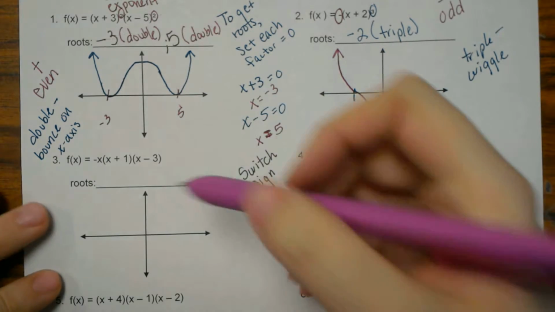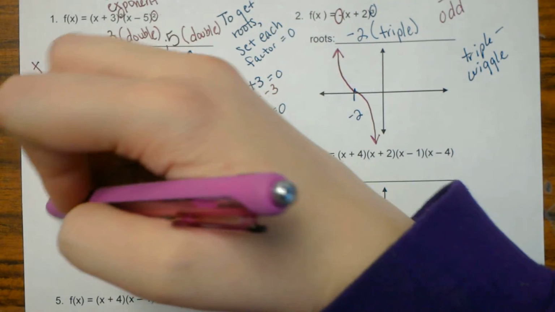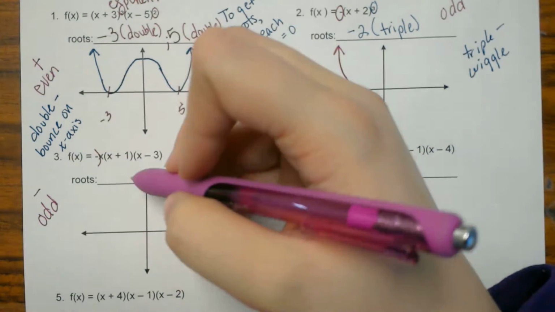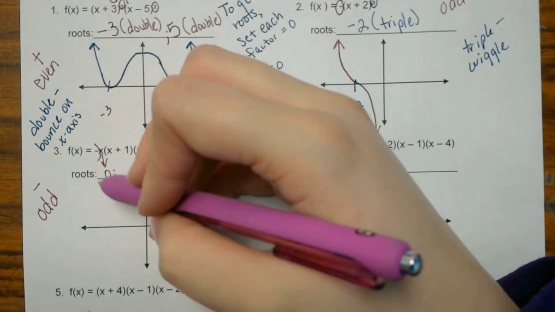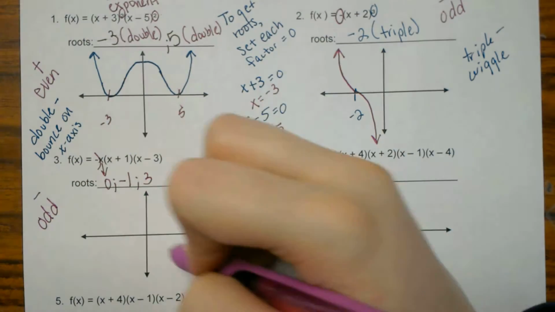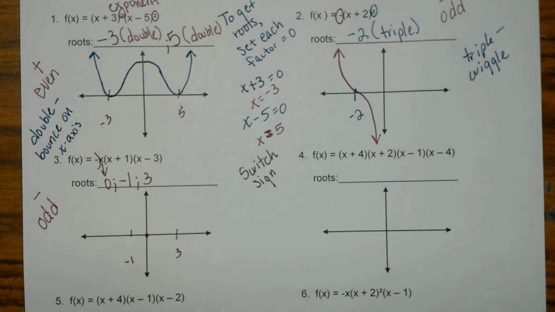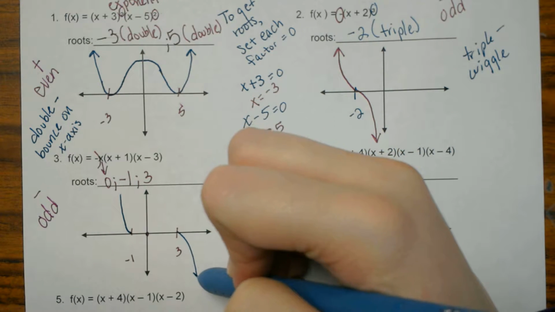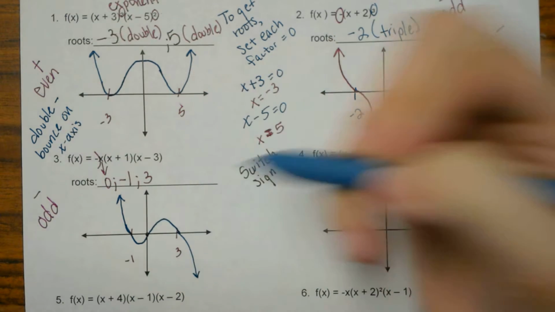So then number 3, I have a negative and I have x, x, x. So I have 3 x's. So again, I have a negative odd function. So the x tells me I have a root at 0. And I have one at negative 1 and one at positive 3. So negative odd starts above on the left, below on the right. So it crosses at 0, and then it crosses at 3.